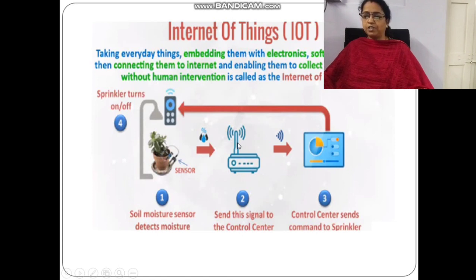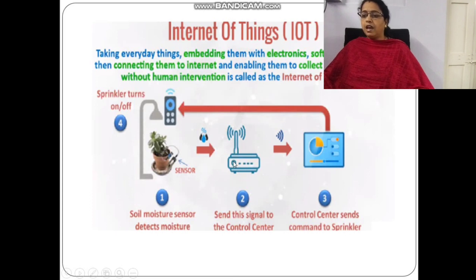After that, the information is sent as a signal to the control center. So this is a control center. It is going to send the information whether the sand is dry or wet, and if it is dry then water should be provided here, because for plant growth we need proper watering of the plant.